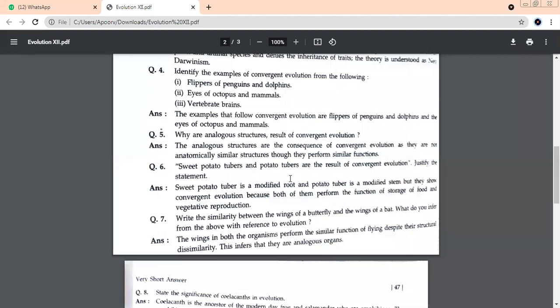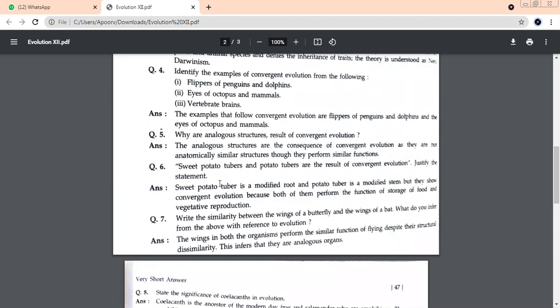Three hands already raised. Analogous structures, you know only. Analogous structures are the consequence of convergent evolution. As they're not anatomically similar. Structurally, they're not similar, but they perform similar functions. You remember analogous organs? Anatomically not similar. Yes, ma'am. That means structurally, they are not similar, but they're performing similar functions.